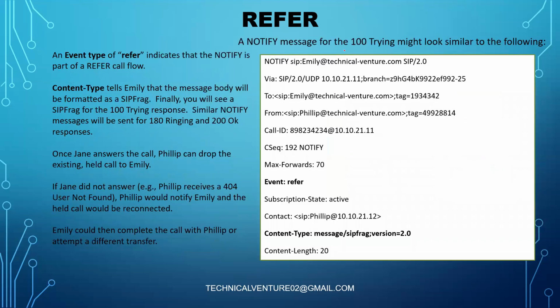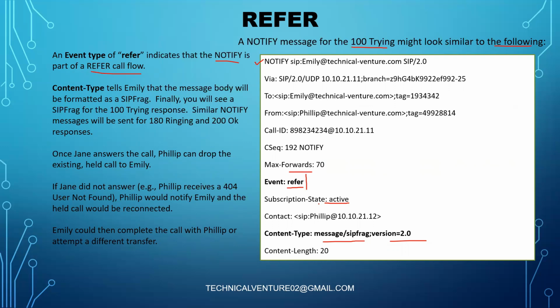Here it says a NOTIFY message for the 100 Trying might look similar to the following. This one is a NOTIFY message: via SIP, To, Via, From, Call-ID, CSeq, Event, which you can say is refer, right? Content-Type: message/sipfrag, version. Here it says Subscription-State is also active. So here it says an Event type of refer. This one indicates that the NOTIFY is part of a refer call flow, right?